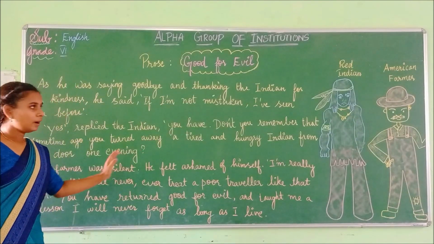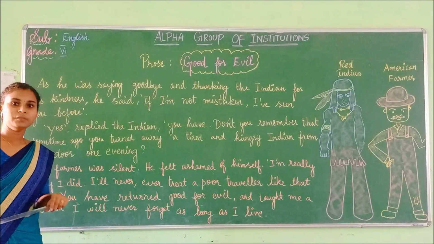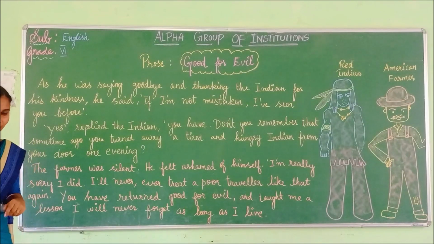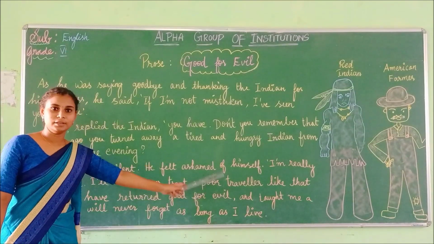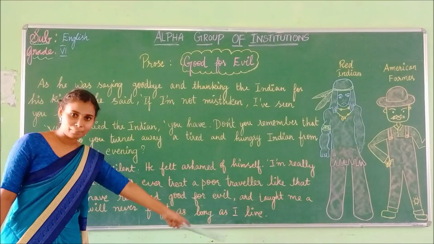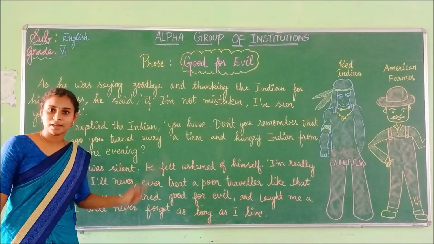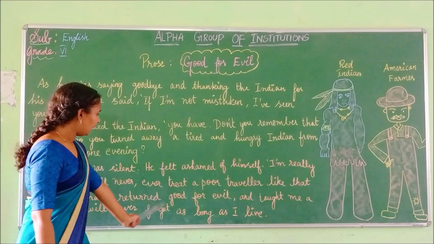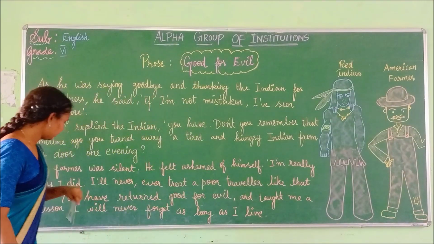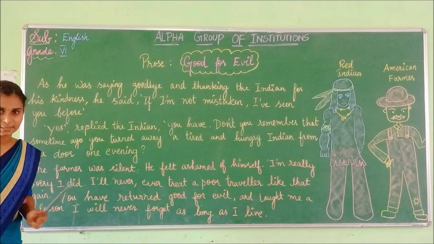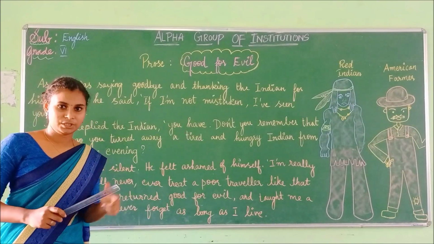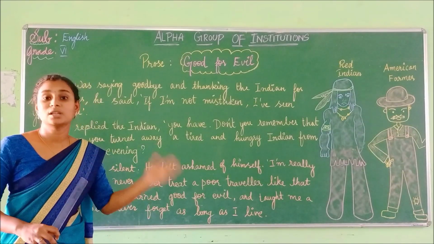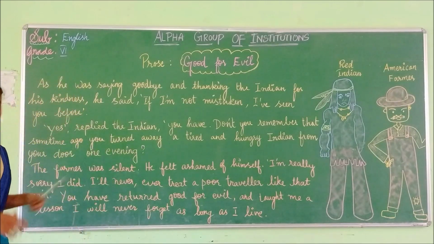So, after this incident, the American farmer is feeling ashamed and is thanking the Red Indian for teaching him a lesson. The Red Indian has done good for the American farmer, who had not done good for the Red Indian. Then he said, "You have taught me a lesson which I will never forget as long as I live." So the Red Indian has taught the American farmer a lesson which he will never forget as long as he lives. Okay children, I hope you have understood.